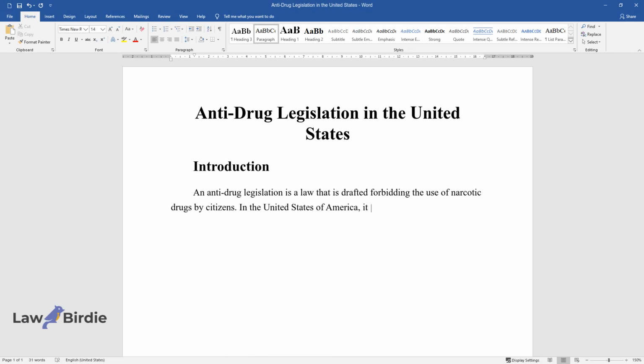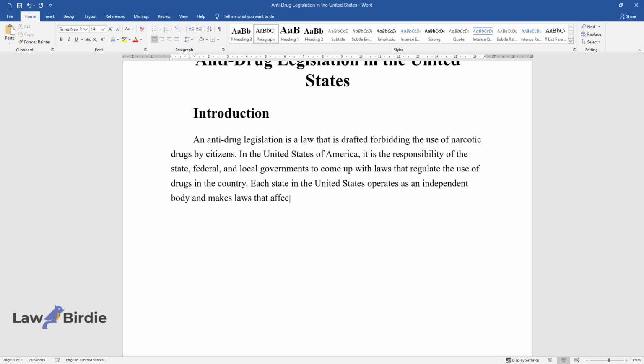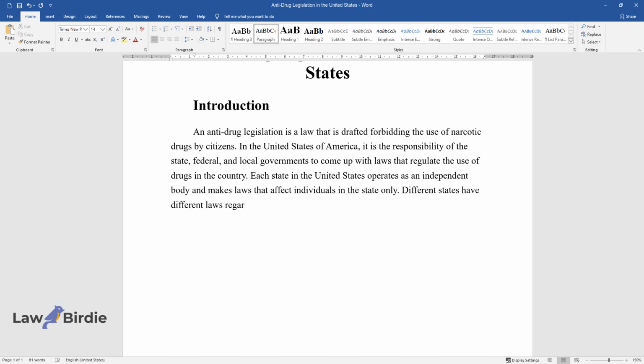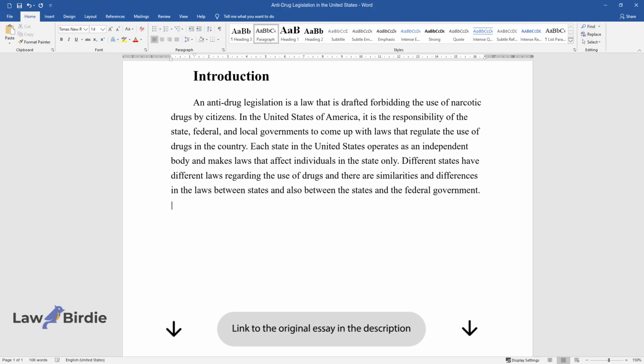In the United States of America, it is the responsibility of the state, federal, and local governments to come up with laws that regulate the use of drugs in the country. Each state operates as an independent body and makes laws that affect individuals in the state only. Different states have different laws regarding the use of drugs, and there are similarities and differences in the laws between states and also between the states and the federal government.